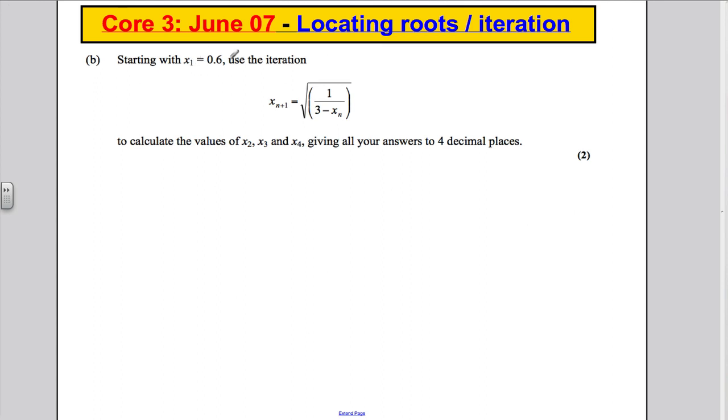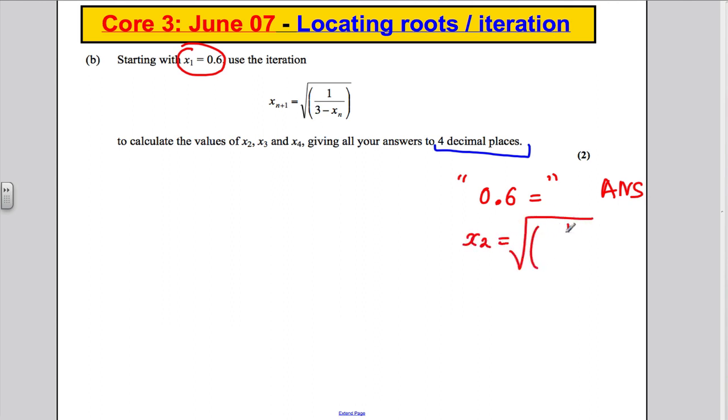Next part, starting with x1 is 0.6, use this iteration to work out x2, x3 and x4 to 4 decimal places. As always on your calculator, for the first one it tells you that x1 is 0.6, type in 0.6 equals on your calculator, and that will make 0.6 be equal to Ans. And then to work out x2, you would type the square root of brackets 1 over 3 subtract Ans, and that will give you x2 and all the following iterations.